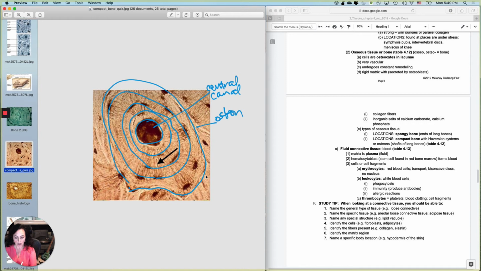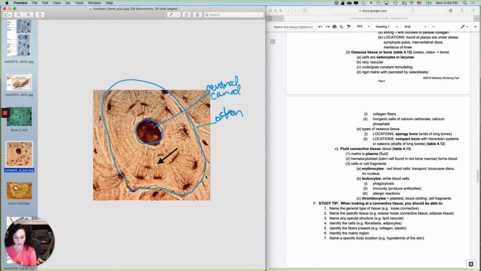These layers, from here to here, that layer is called a lamella. That's Latin for layer. Lamellae is plural. That layer of bone matrix is primarily made of what we talked about before, calcium crystals and collagen fibers. At the edge of each of these, I'm going to erase some of this so that you can see it a little better.